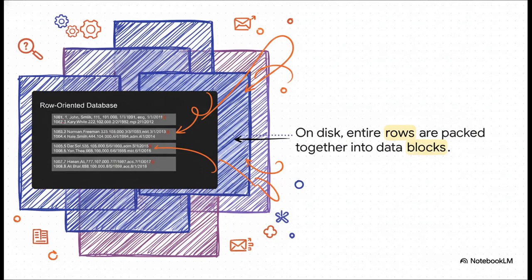So on the actual physical disk, this is kind of what it looks like. Computers read and write data in chunks called blocks. A single block might have John Smith's complete record right next to Carrie White's complete record, and so on. But here's the catch. If you only need John's salary, you have no choice but to read his entire row, and maybe Carrie's too, just to get that one little piece of info.